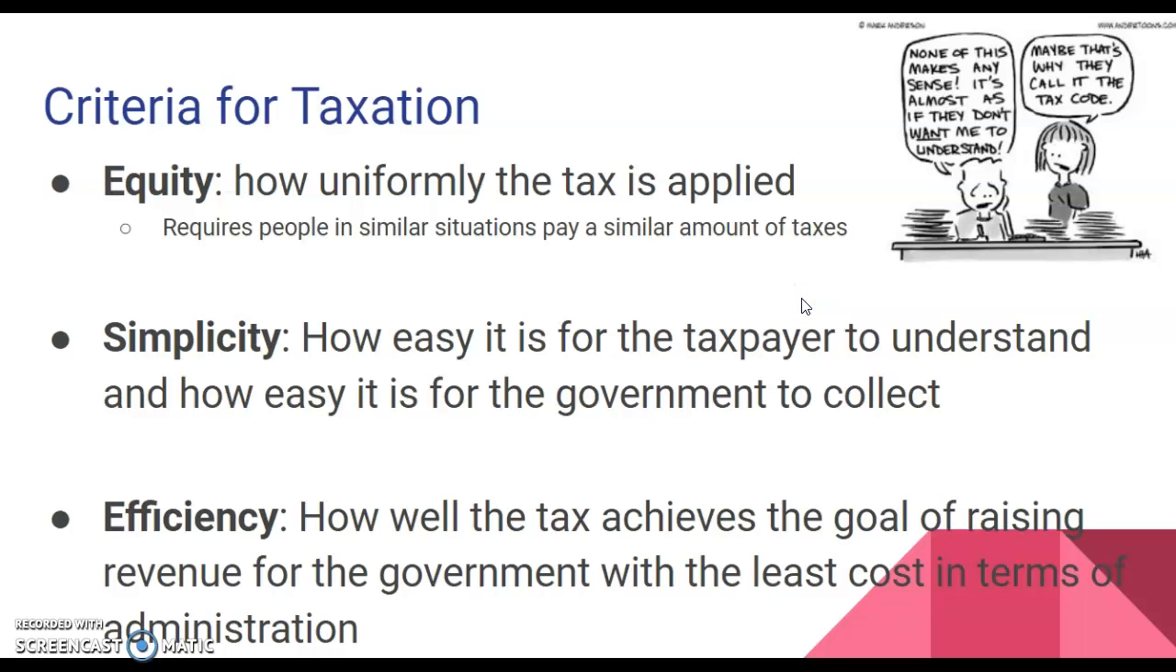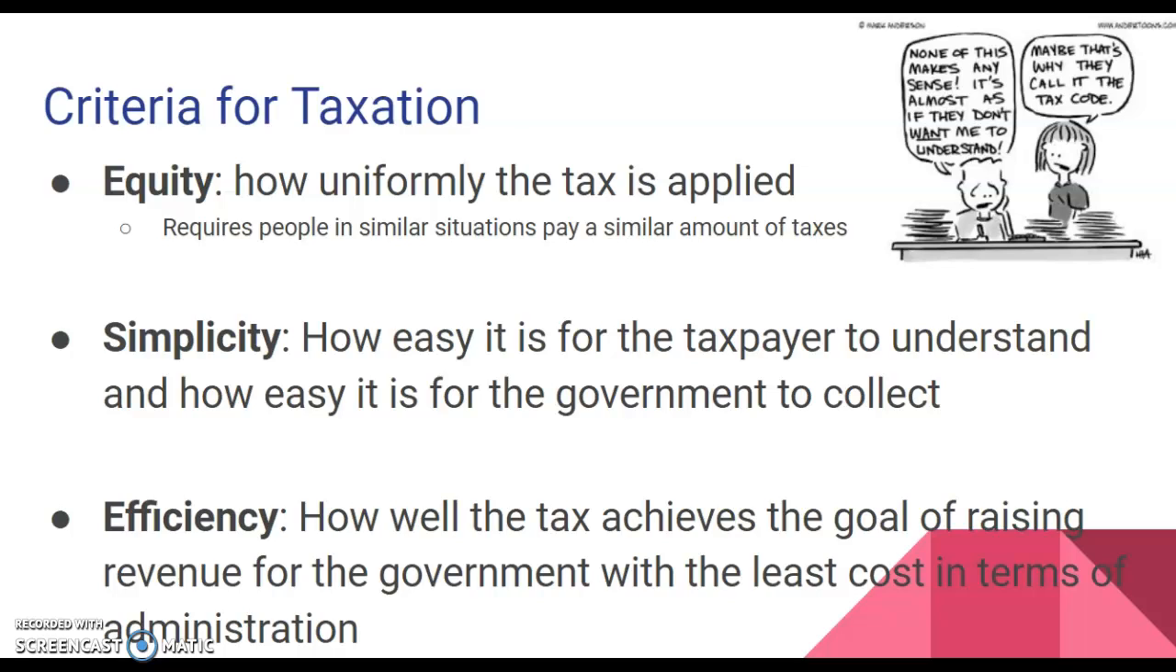All right, so there's three criteria for taxation. Tax systems attempt to meet the three criteria: equity, simplicity, and efficiency. However, the criteria are sometimes in conflict, and a given tax may not meet all of the criteria equally well. Okay, so the first criteria is equity. Equity or fairness of a tax is established by how uniformly the tax is applied. Equity requires that people in similar situations pay a similar amount of taxes.